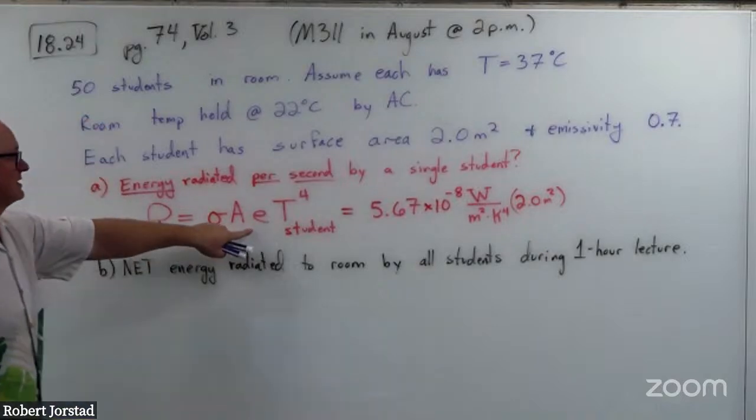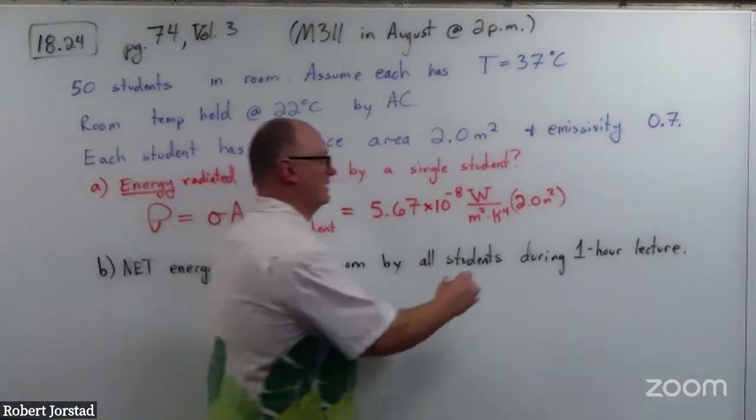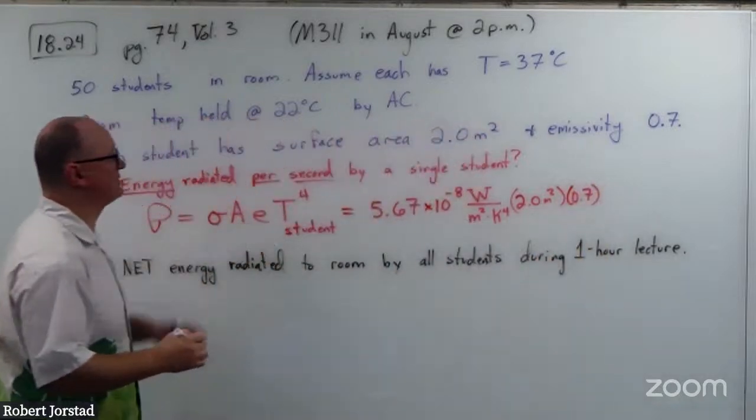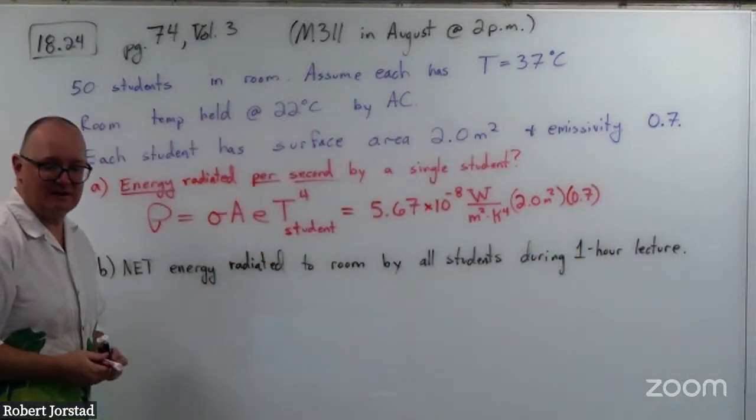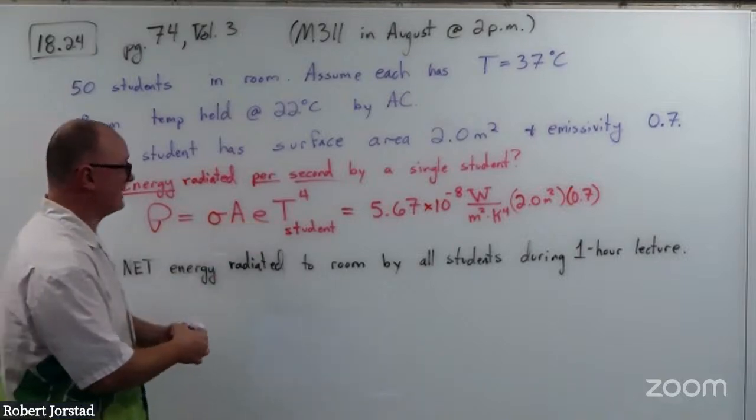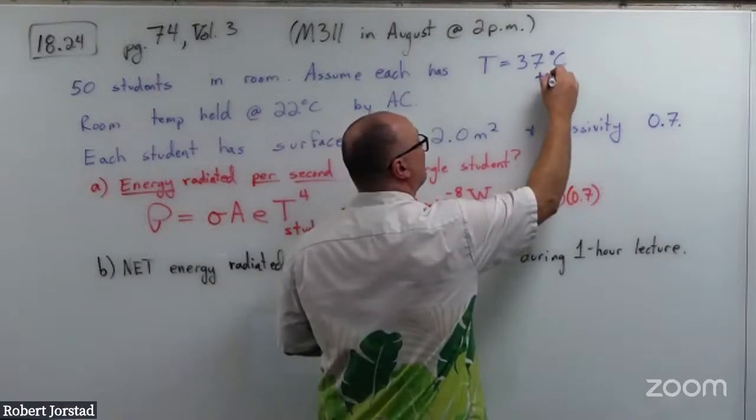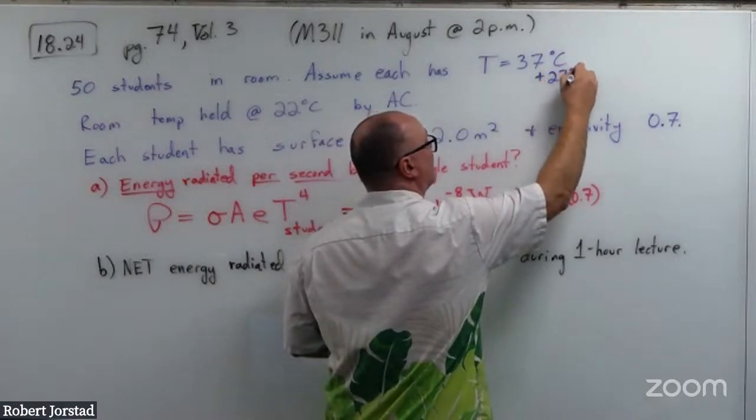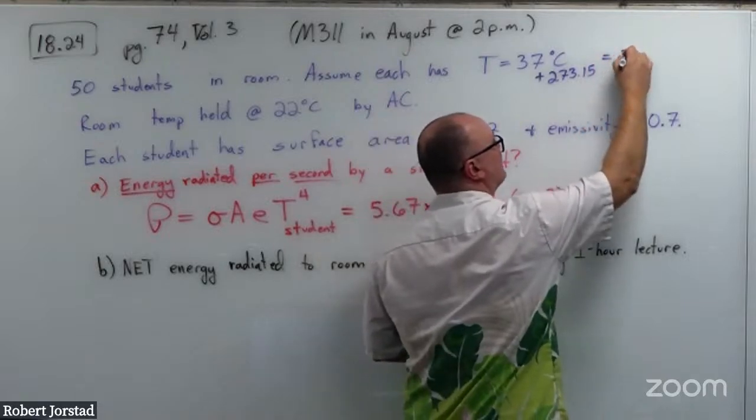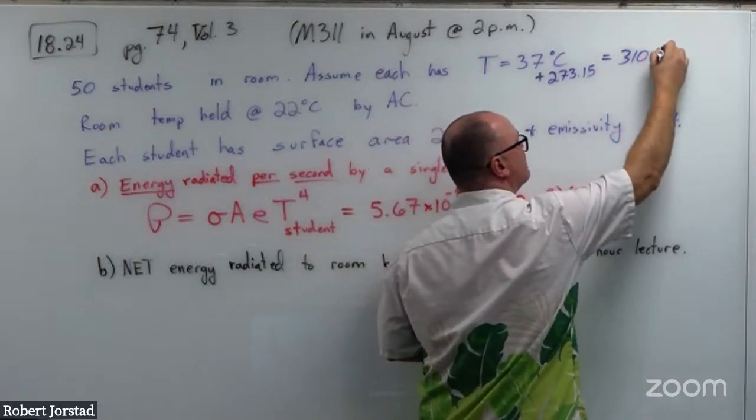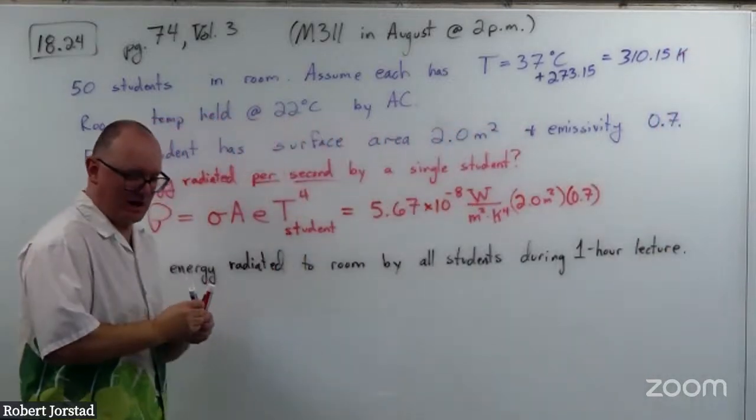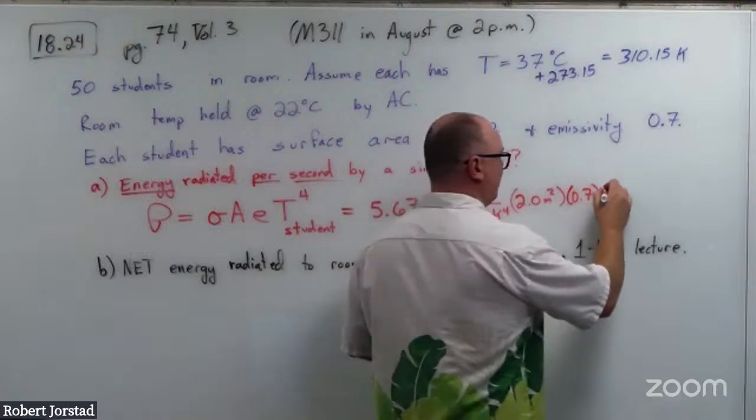Emissivity, that's what this 0.7 is. And then temperature to the fourth. You do not use 37. This is T, not delta T. We've got to get this into Kelvin. So that ends up being what? 310.15 Kelvin. So that's the temperature you got to plug in. So that's one of the things you got to watch out for.